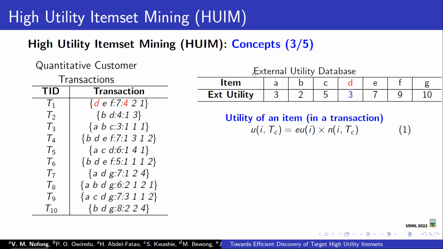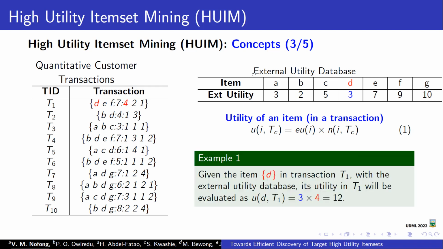Next we need to look at the utility of an item in a transaction, expressed in equation 1. This is just the product of the internal utility and the external utility of that item. If we look at the example, item D in transaction 1 has an internal utility of 4 and an external utility of 3. The product of that gives us the utility of item D in transaction 1.